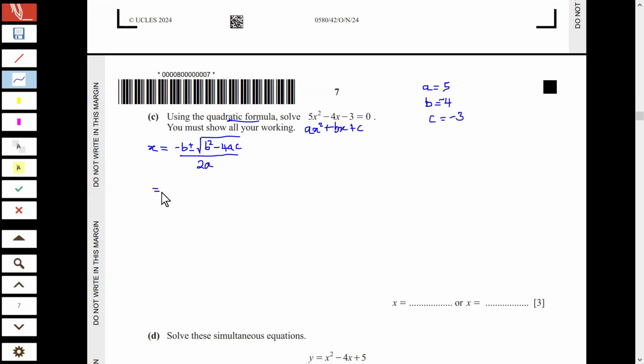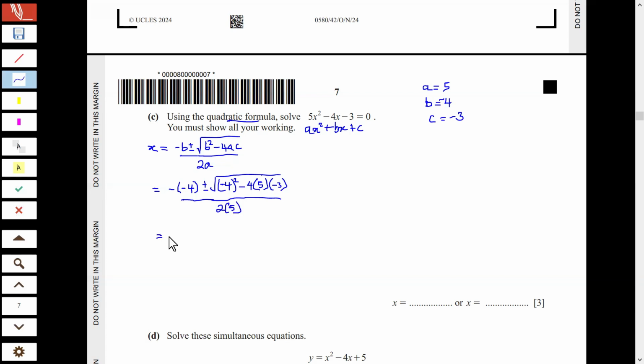So we have to substitute these values into the formula. Here we're going to have negative b. Of course, b is negative 4, so it becomes negative negative 4. Then plus or minus the square root of b squared, which is negative 4 squared, minus 4 times the value of a, which is 5, times c, which is negative 3, over 2a. The value of a is 5, so 2 times 5.